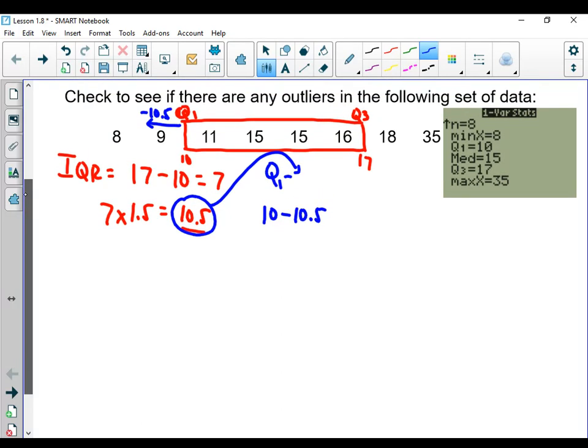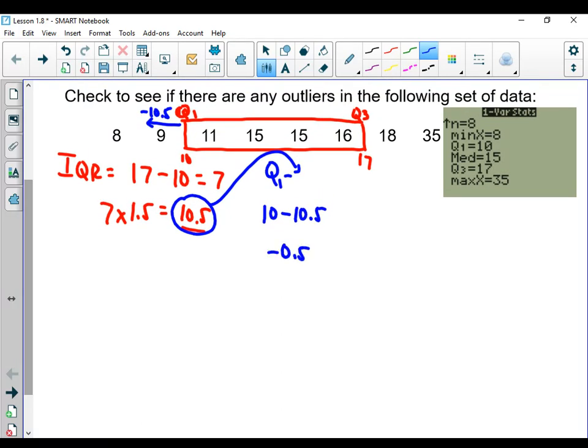Well, 10 minus 10.5 is a negative number. So this is my lower limit. In other words, as long as I'm not lower than negative half, I'm in good shape. Well, my data never even had any negative numbers, so I'm in good shape on the low end, which means I don't have any outliers on the low end.